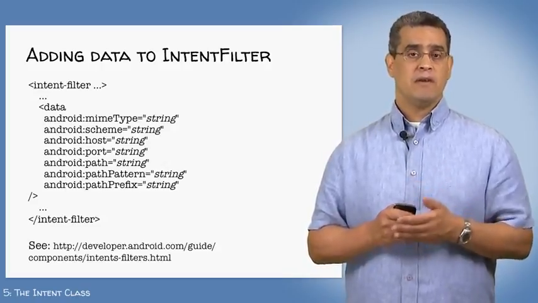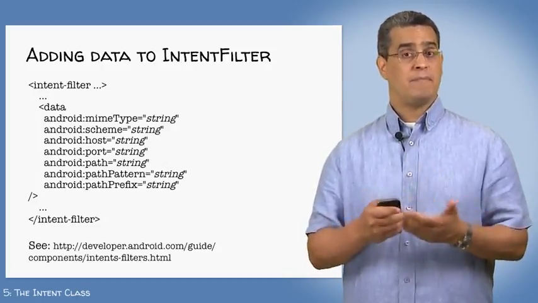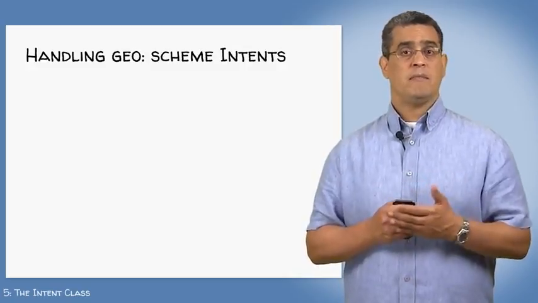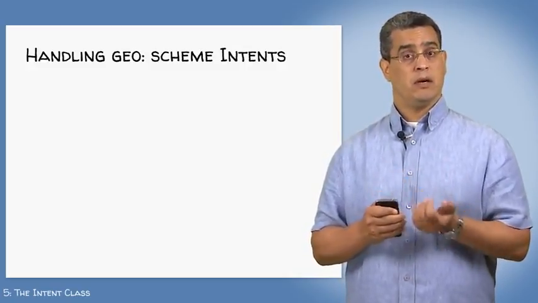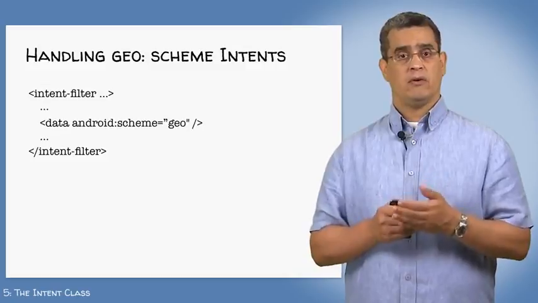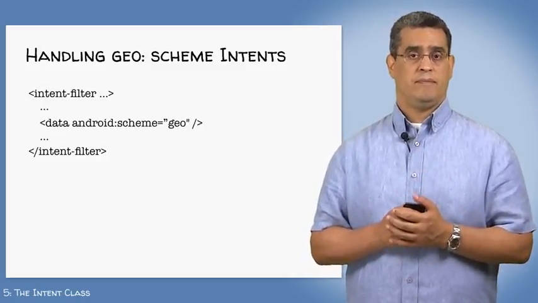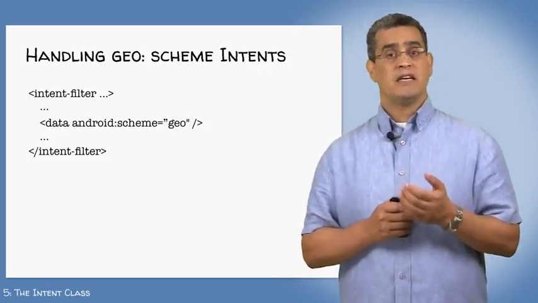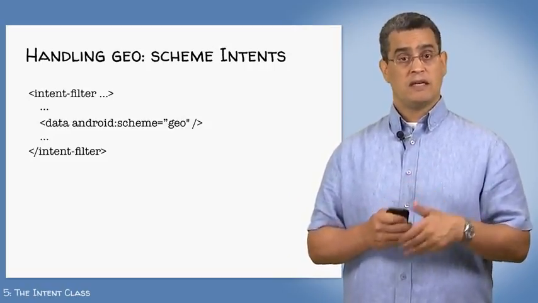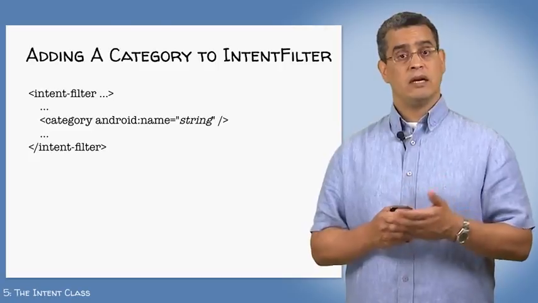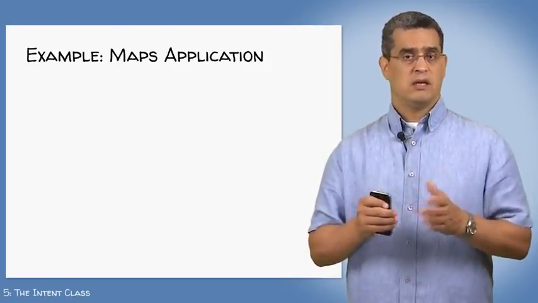Now, if an activity wants to publish that it can show maps, for example, then it might include an intent filter like this one, which tells Android that it can handle data URIs that have a geo scheme. Similarly, activities can specify categories for the intents they handle. And let's look at an example that puts all of this together.